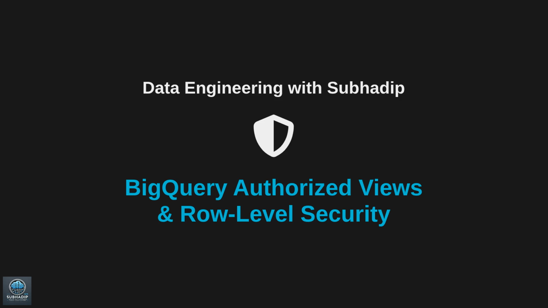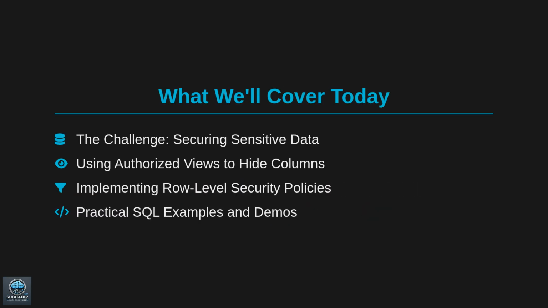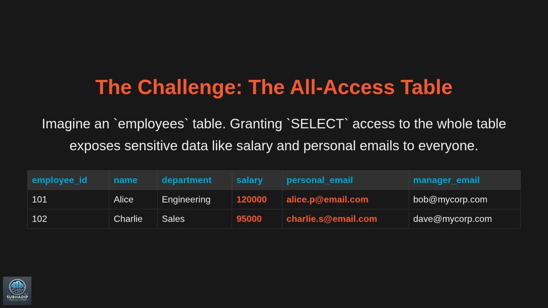Today we are diving deep into securing your data in Google BigQuery using two powerful features, Authorized Views and row-level security. In this video, we will first understand the challenge of securing sensitive data. Then we will explore how to use Authorized Views to hide columns and implement row-level security to filter rows. We will cover practical SQL examples for each step. Let's start with a common scenario.